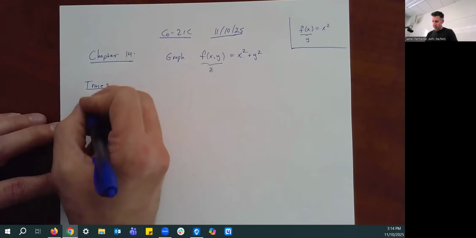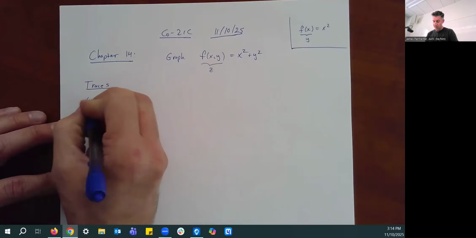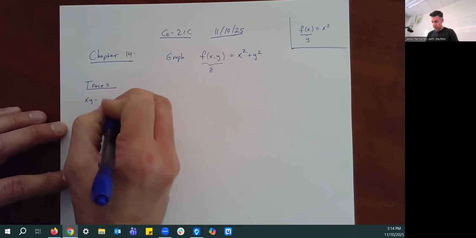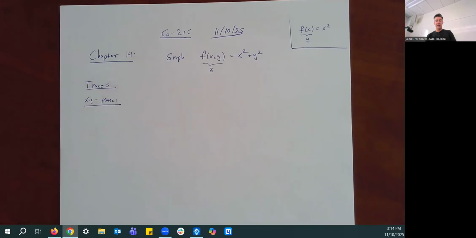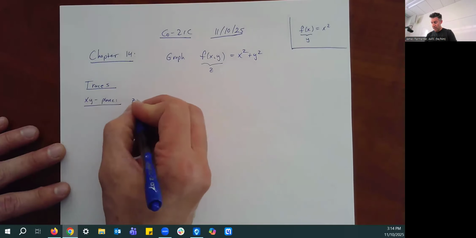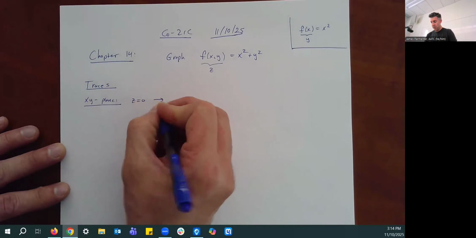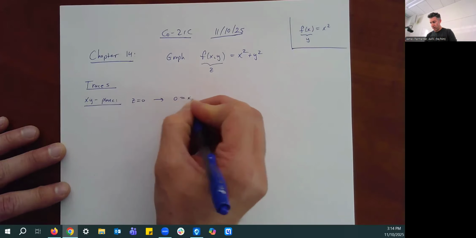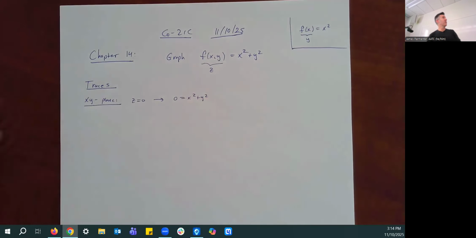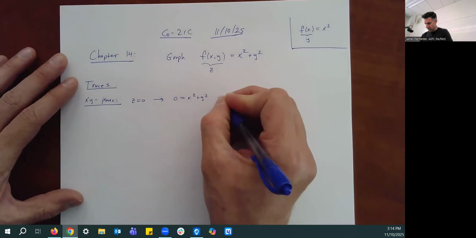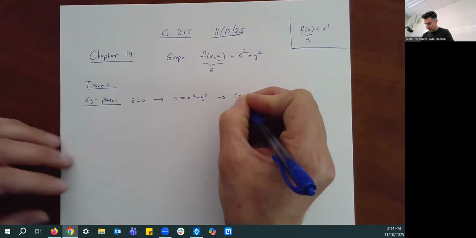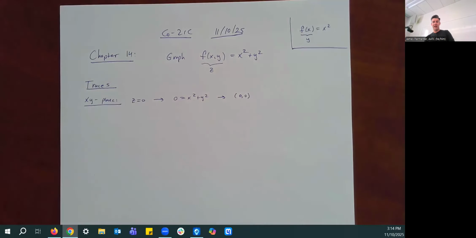So in the XY plane, not a lot's happening. In the XY plane, we're going to set z equal to 0. And if z is 0, you've got 0 equal to x squared plus y squared. And there's literally only one point that satisfies that equation, the origin. So not very exciting. Your trace is the point 0, 0. Kind of boring.